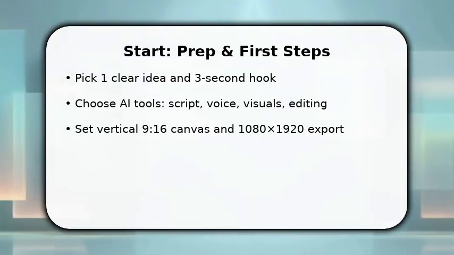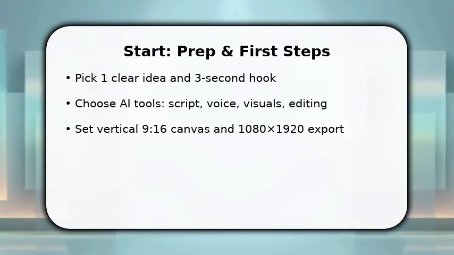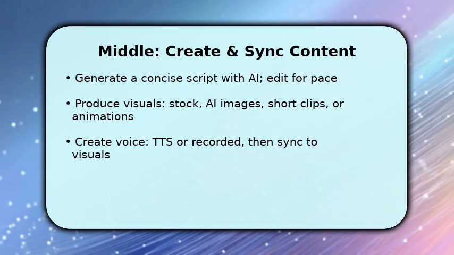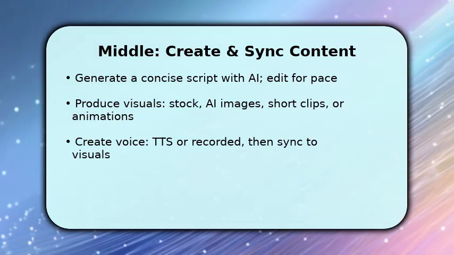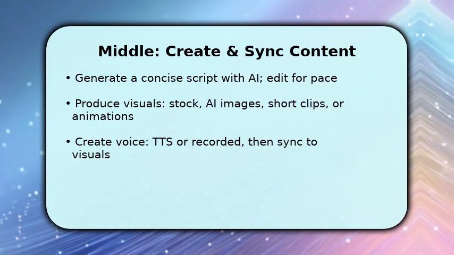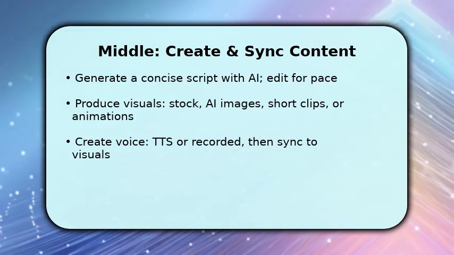Begin generating the first script paragraph immediately. You now generate the full short script with the AI model. Keep lines punchy and under 8 seconds each so cuts land. Use an image or clip generator to produce 3-6 visual shots that match each line.